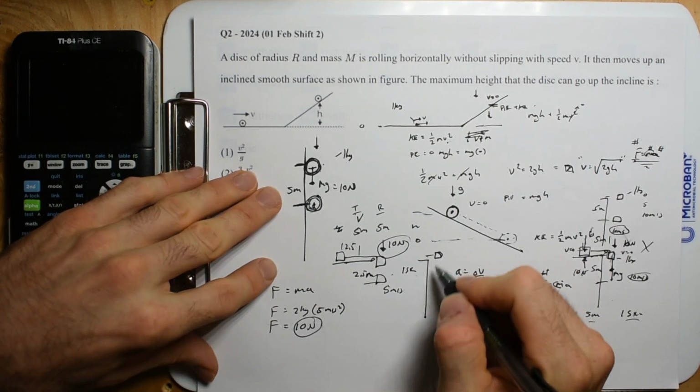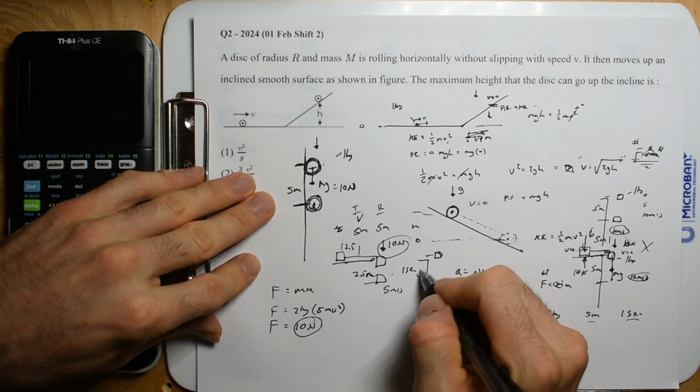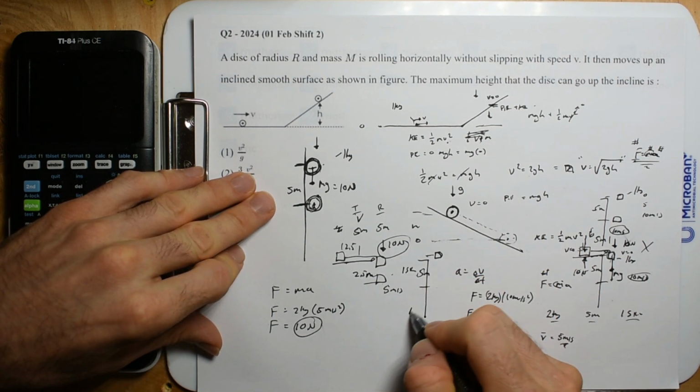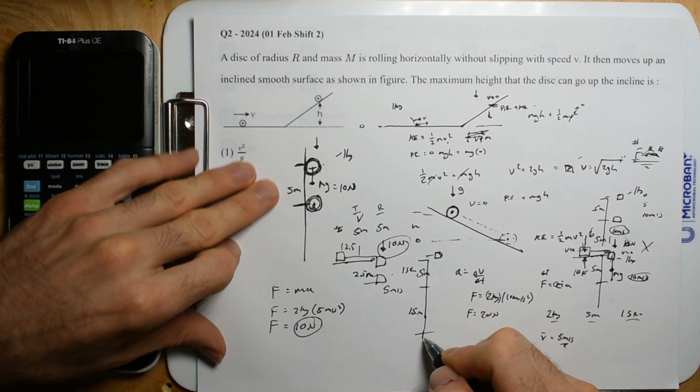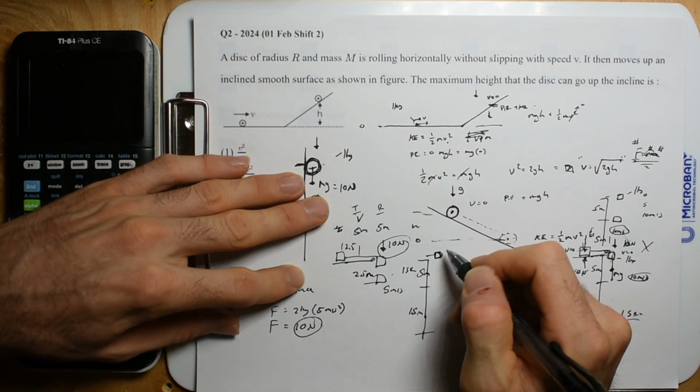If something's in free fall, in 1 second it's going to go 5 meters. In another second it's going to go another 15 meters. You know what I mean? And should we actually do that one?